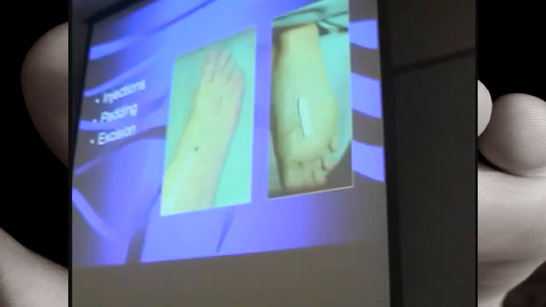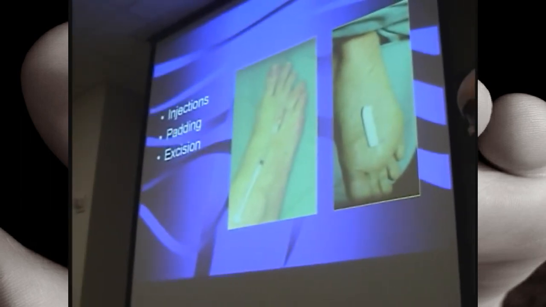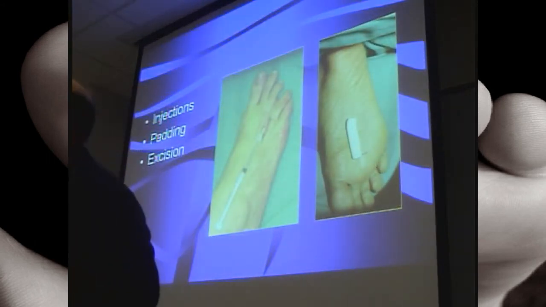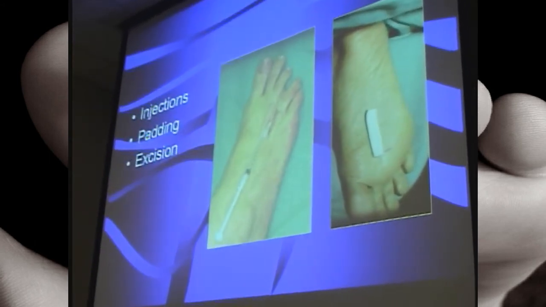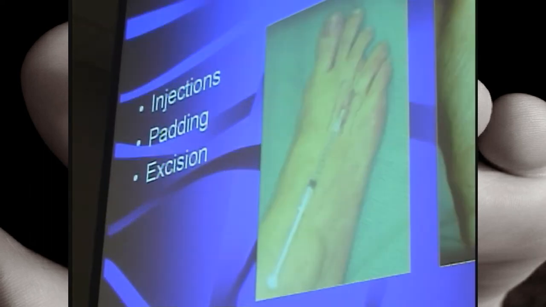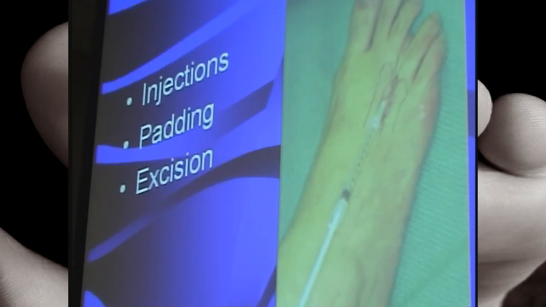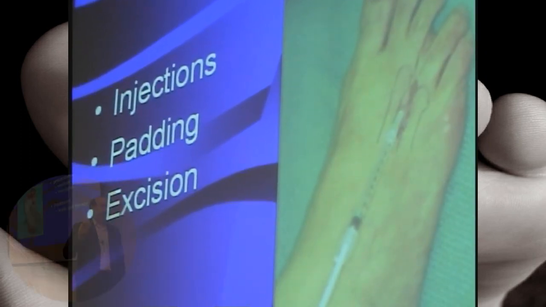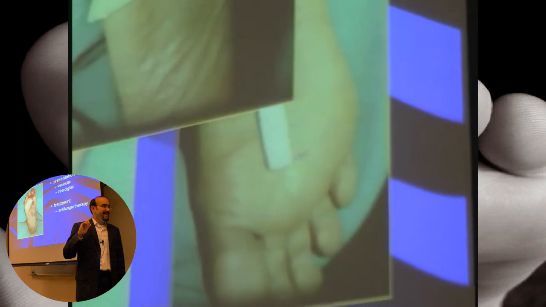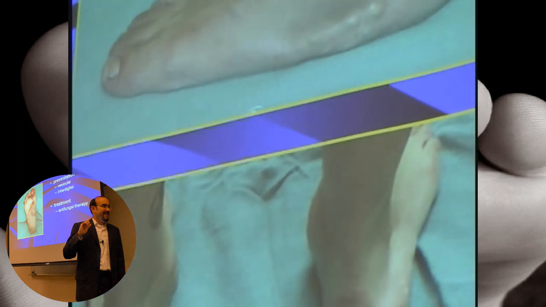Okay? Injections of what, sir? Good question. Usually you do a little bit of cortisone and local anesthesia. If you inject cortisone, it kind of burns also, so you want to mix it. You can do some padding, you can do some insoles to try to relieve the pressure, but they may still give you a little bit of a problem. I pad them like that to take the pressure off a bit.